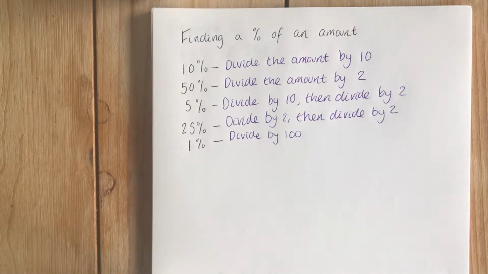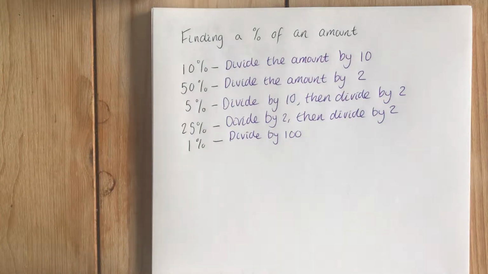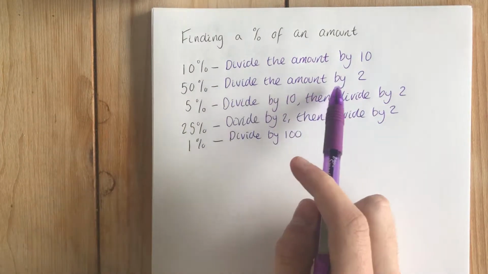When finding a percentage of an amount, it's good to know a few key facts. So, if I want to find 10% of an amount, I need to divide the amount by 10. When finding 50% of an amount, I divide the amount by 2.